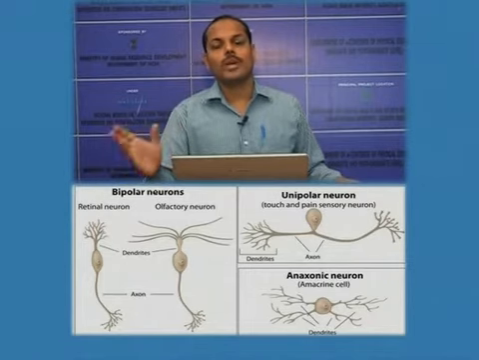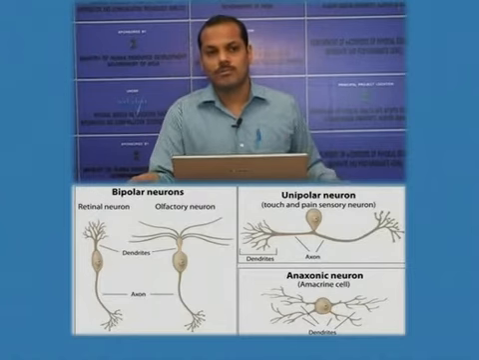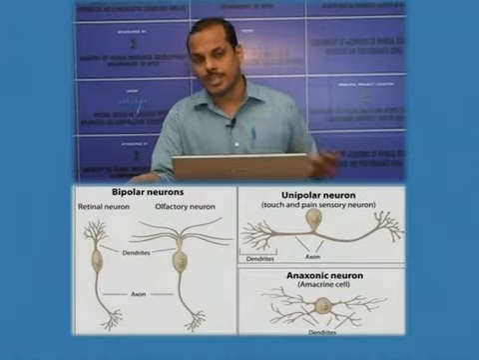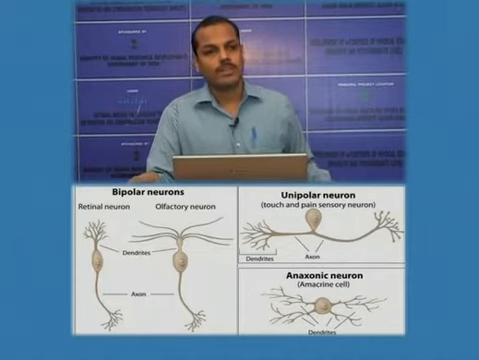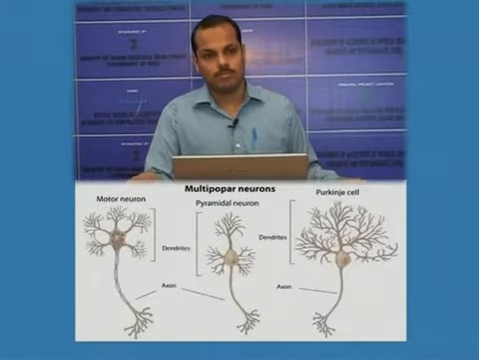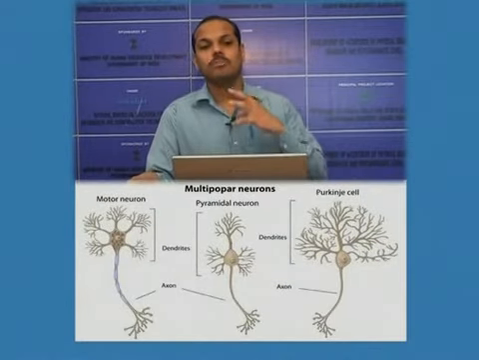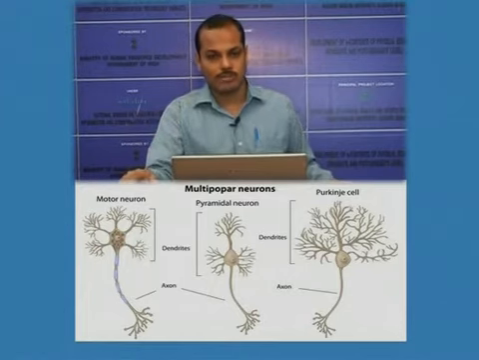Now, if two extensions are there, it means that one axon and one dendrite will be there. So this is called bipolar. Now, there is another type of neuron called multipolar neuron. A multipolar neuron has many dendrites and one axon. Usually one axon will be there.